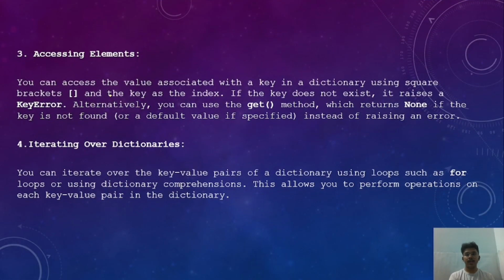Accessing elements. You can access the elements associated with a key in a dictionary using square brackets with the key as the index. If the key doesn't exist, it raises a KeyError. Alternatively, you can use the get method, which returns None if the key is not found, or a default value if specified, instead of raising an error. Iterating over dictionaries: you can iterate over the key-value pairs of dictionaries using loops such as for loops, or using dictionary comprehensions. This allows you to perform operations on each key-value pair in the dictionary.